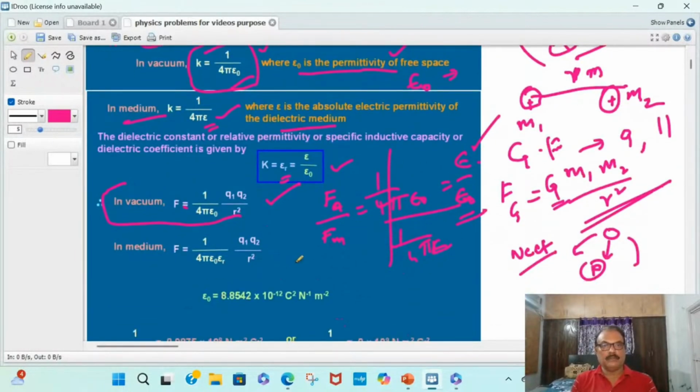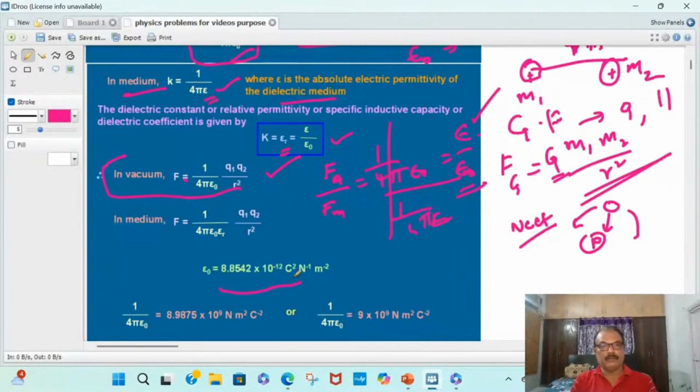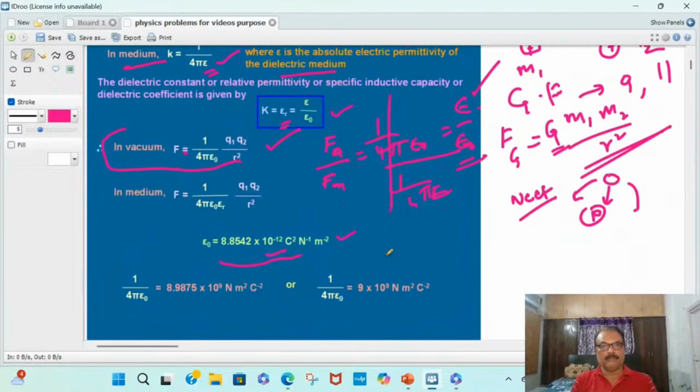The value calculated for free space, 8.85, you can simply remember as 8.85 into 10 to the power of minus 12. The gravitational constant is how much? 6.67 into 10 to the power of minus 11. That is what you studied in your lower classes. This can be calculated by using this, right? So when you calculate this and this, you will get this much.